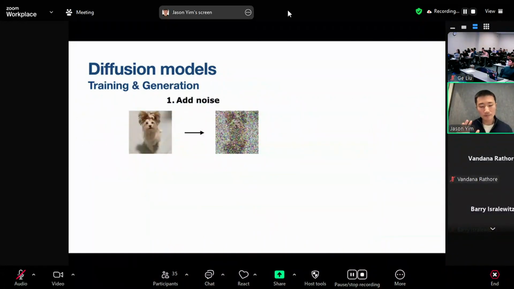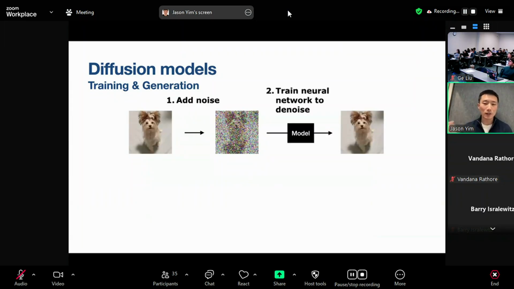And to go through a very high level of how diffusion models work, training and generation work as follows. This is going to be at a high level, where you first take an image, you add some noise to it, and here it is just Gaussian noise, and then you train the neural network, which is the model here, to denoise it, to get back to the original image.